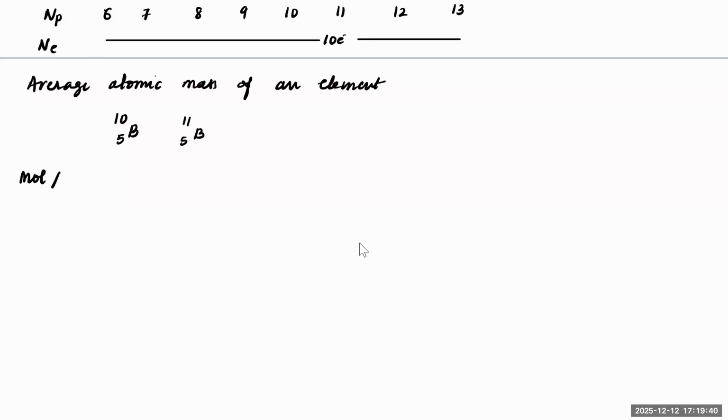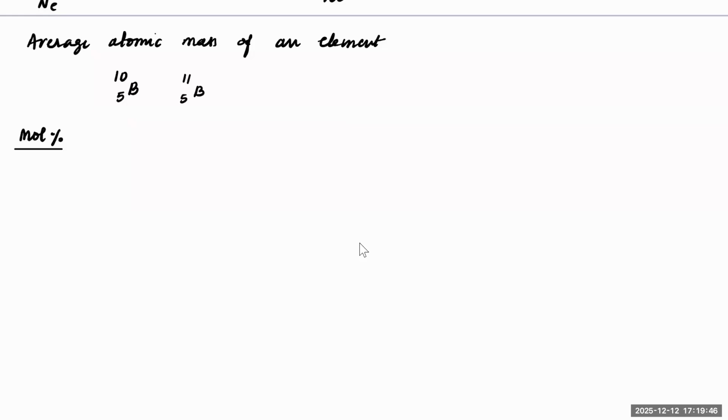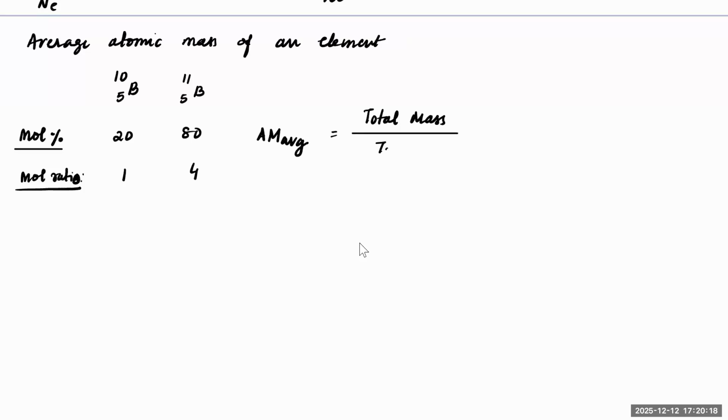It's mole percentage, that means how many moles, or volume percentage. Mole percentage and volume percentage are the same. So it is 20 and 80 given, or the mole ratio given is 1 and 4. This is what has been given. So in such a case, how do we calculate the atomic weight average? Atomic mass or atomic weight average is equal to the total mass divided by the total number of moles. That's how you'll check it.